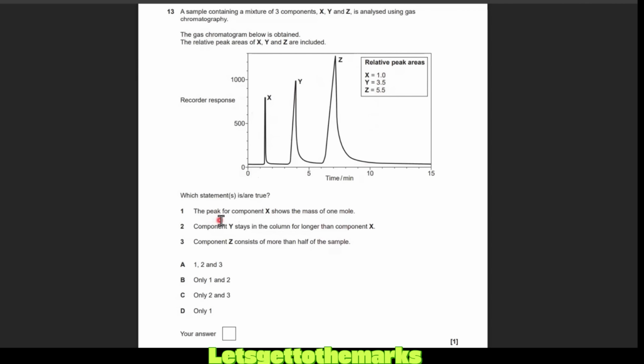Which statements are true? The peak for component X shows the mass of 1 mole. No, that is not going to be the mass of 1 mole. Incorrect.